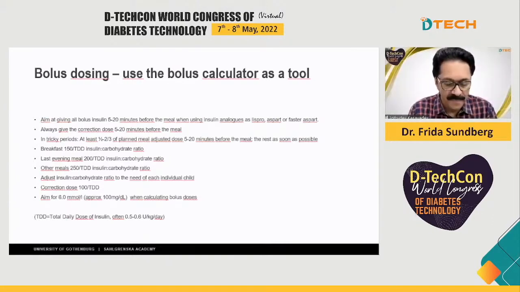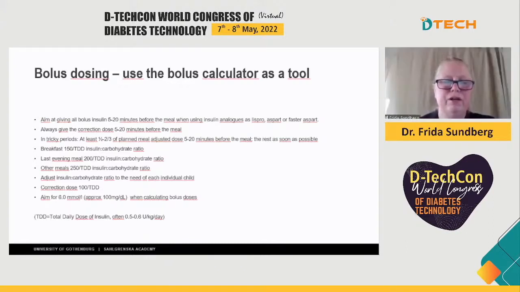We use a bit more aggressive, if I can say so, bolus calculator setting in these children, approximately double the ones that we use in older children or adults. It's like 150 for breakfast, 200 for the last evening meal, and 250 for the other meals during the day. And then, of course, adjust the settings according to the individual child and the individual life situation.